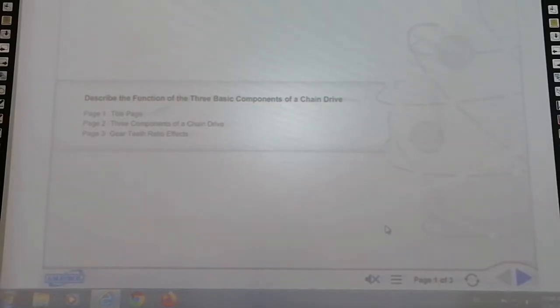Our subject is Mechanical Drive System, MDS. And today's topic is the basic components of a chain drive system. So let's talk about chain drive system.